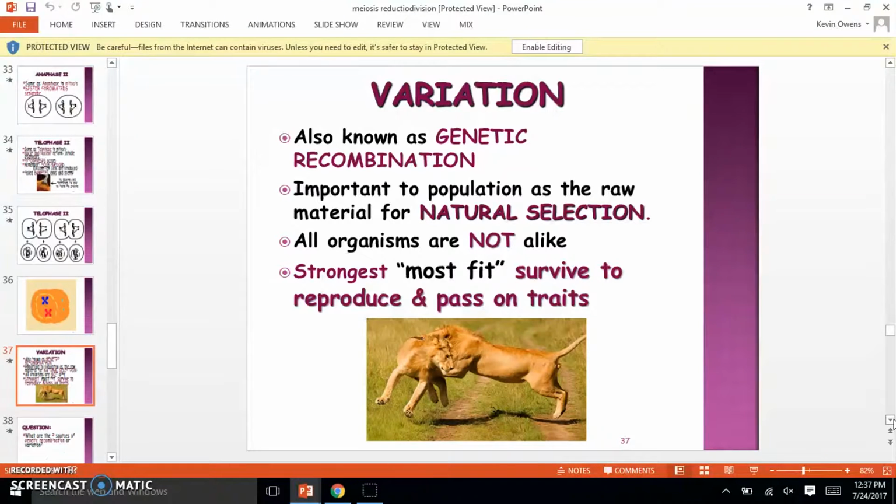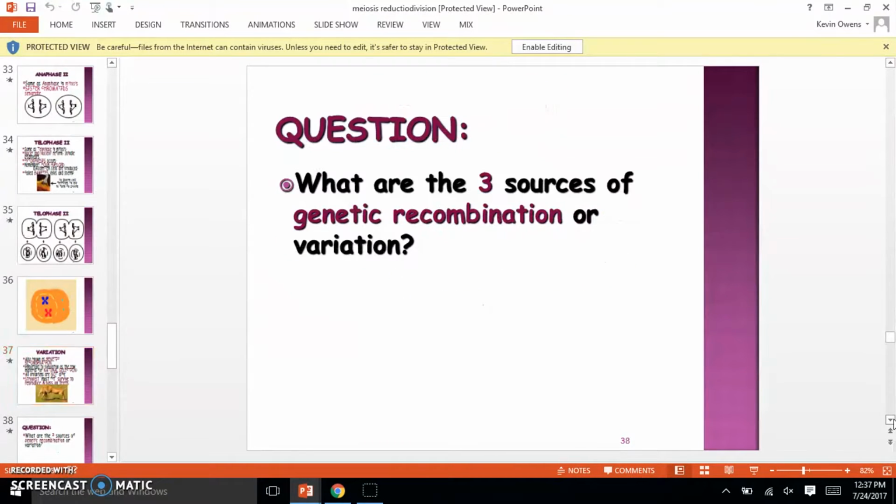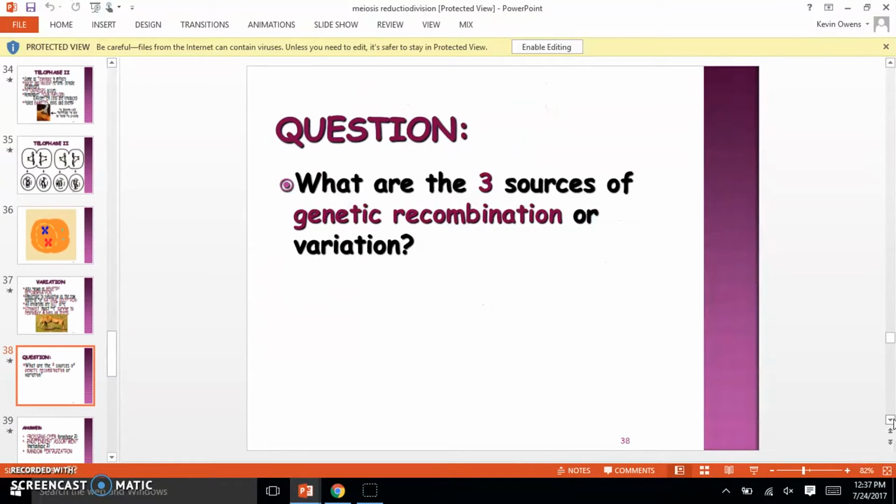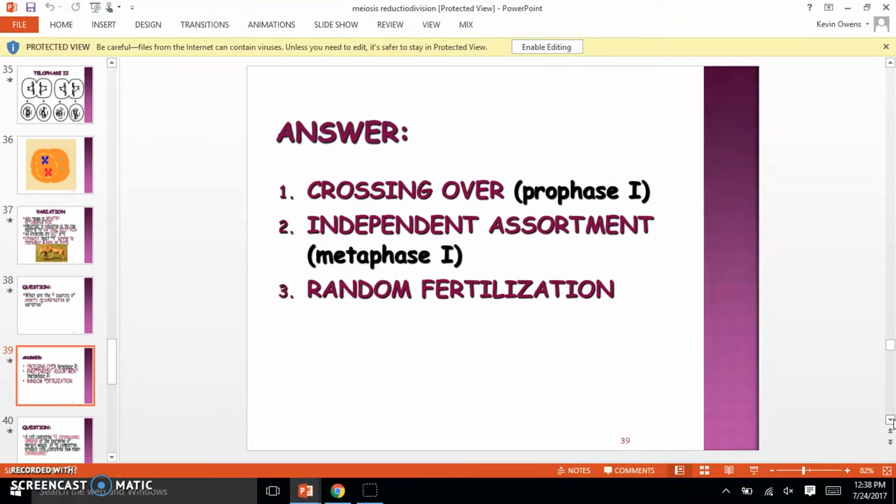And genetic recombination, remember that happens in the first meiosis part. Important to populations, raw material for natural selection. All organisms are not alike. The strongest, most fit survive to reproduce and pass on their traits. You know, you don't have a slow gazelle passing on traits. What are the 3 sources of genetic recombination or variation? Crossing over, independent assortment, and random fertilization.